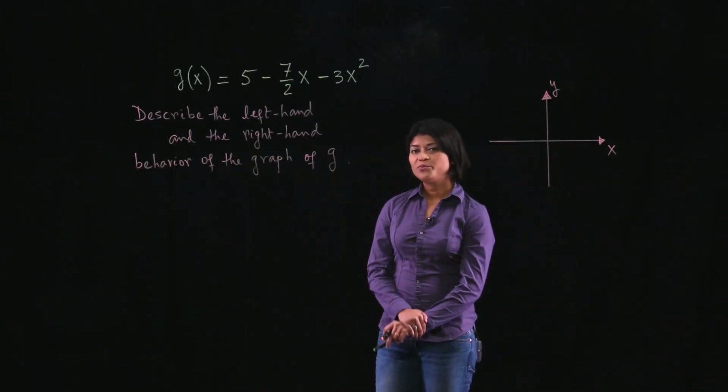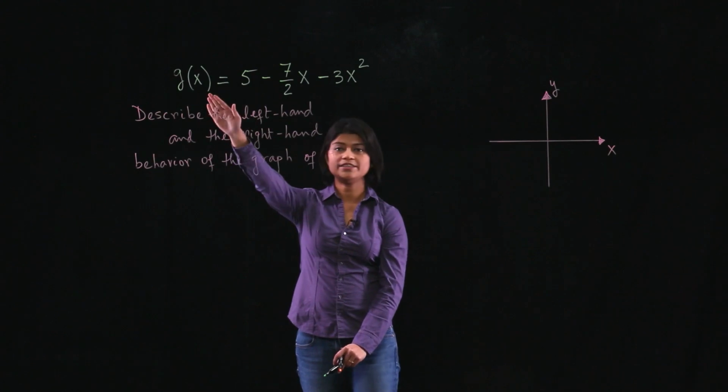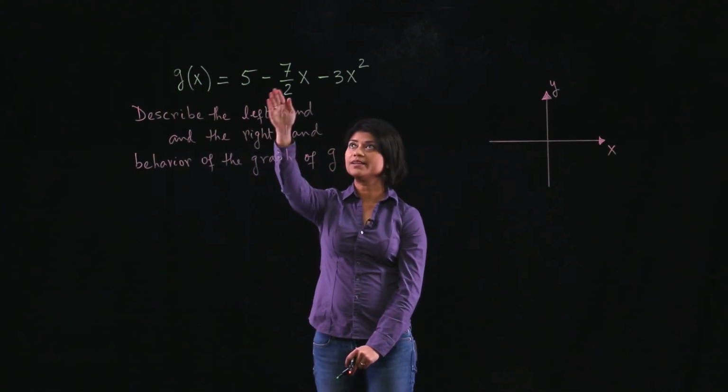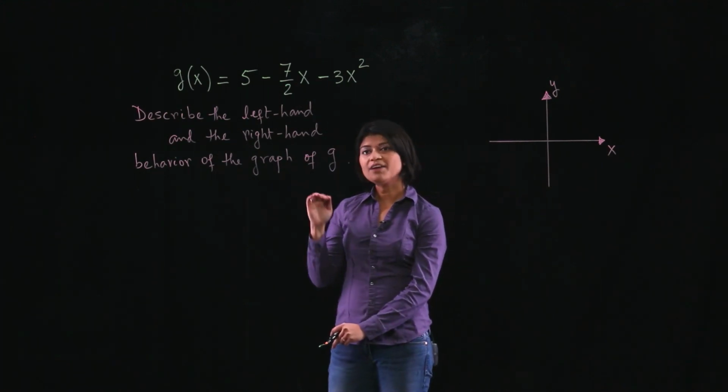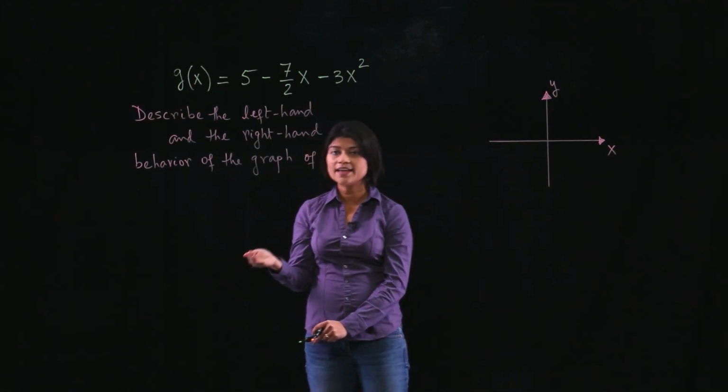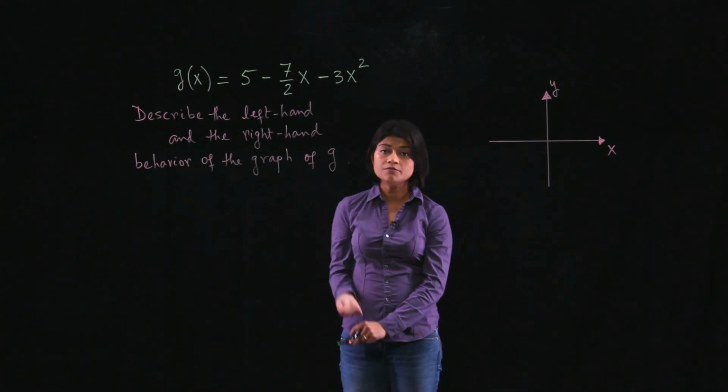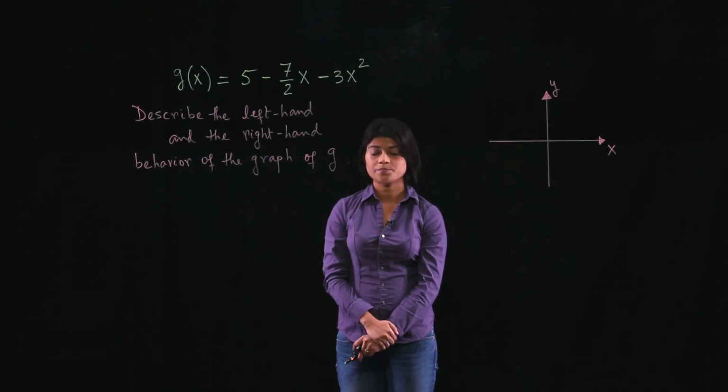Hi, I'm Papia. In this problem, we have the function g given by g(x) = 5 - (7/2)x - 3x². We have to describe the left-hand and the right-hand behavior of the graph of this function.